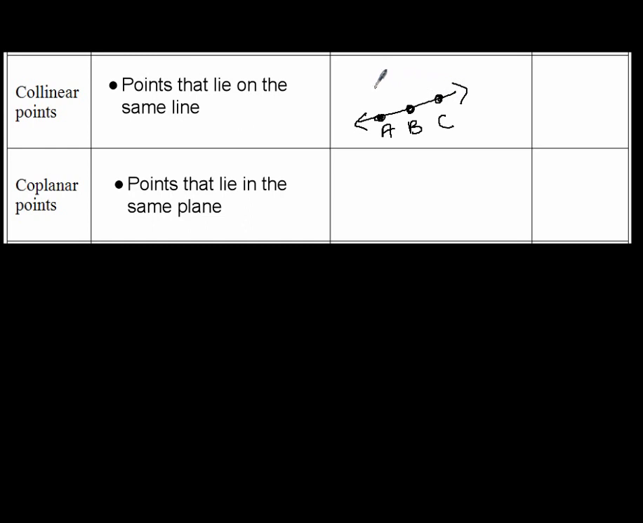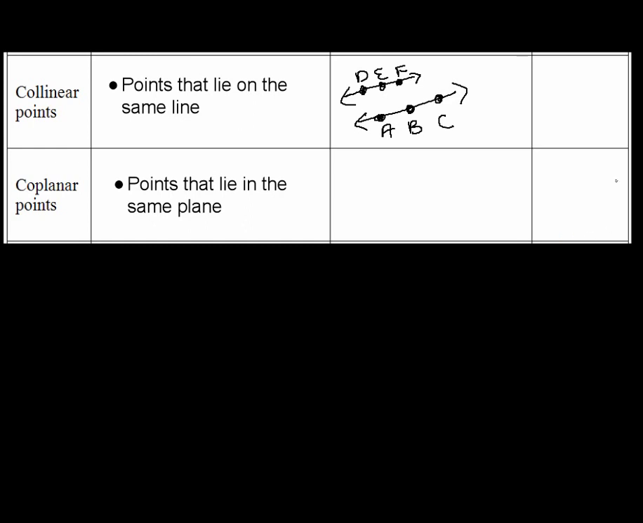But if I were to draw another line up here, and label these points, say D, E, and F, well, points D, E, and F are collinear with each other, but they are not collinear with points A, B, and C because they're on different lines.